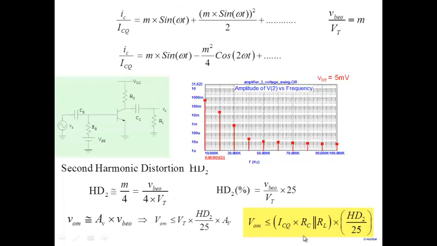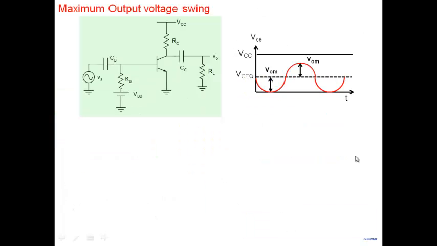So that's another equation that we have arrived at: a limitation on output swing determined by how much harmonic distortion you're willing to tolerate. So let's continue with this. Is this equation still valid? Well, yes, this equation is still valid because we saw that, if I apply a large enough input voltage here, my transistor does go into saturation. And so this is still a valid equation here.